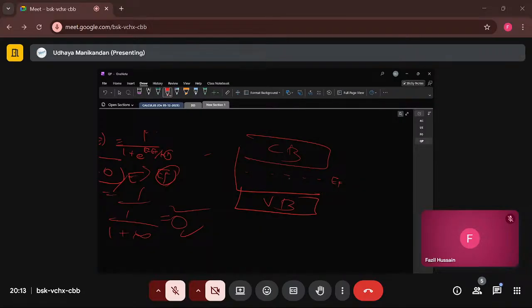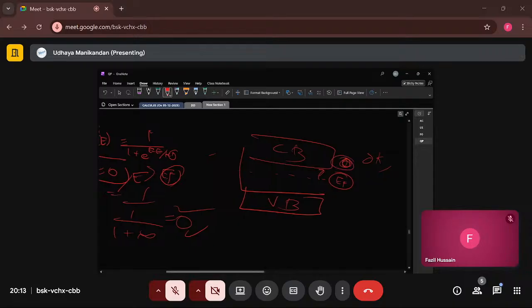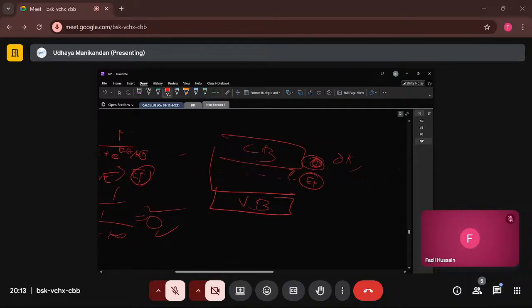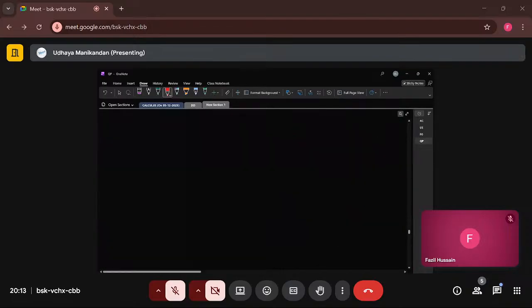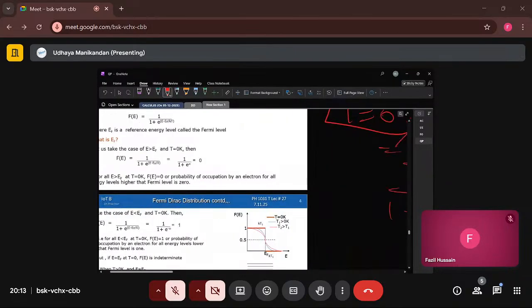Now at 0 Kelvin, you're trying to see the energy. The probability of finding an electron above the EF level is literally 0, because it will not have excited itself. You didn't even supply temperature or anything, so how is that supposed to happen? Right? So that is there.